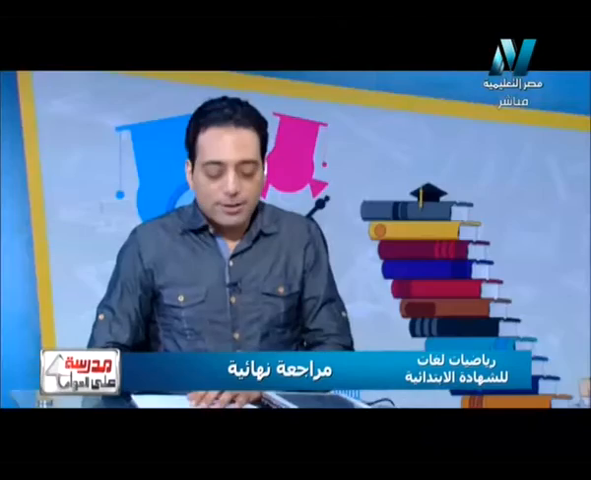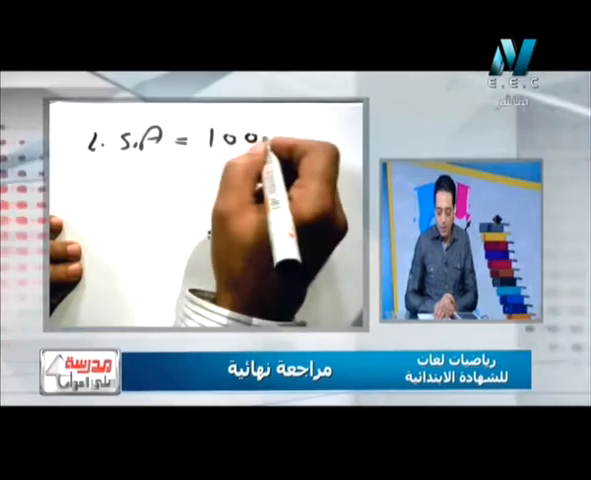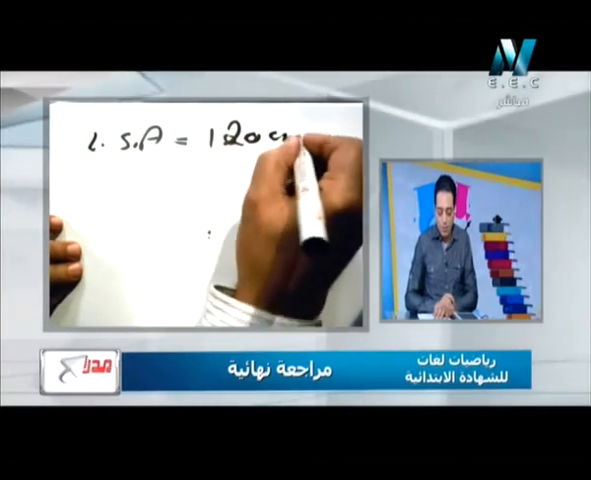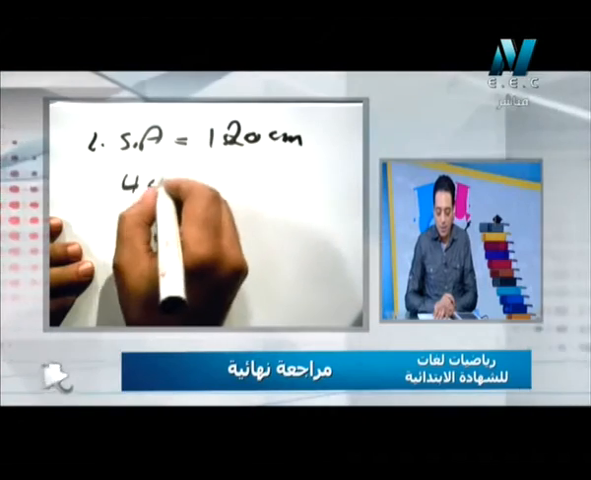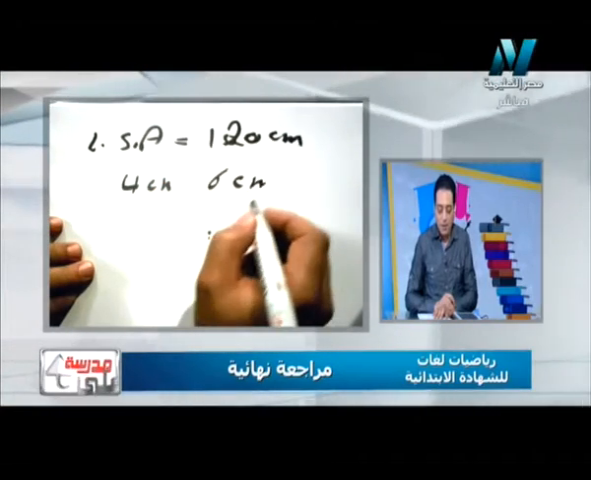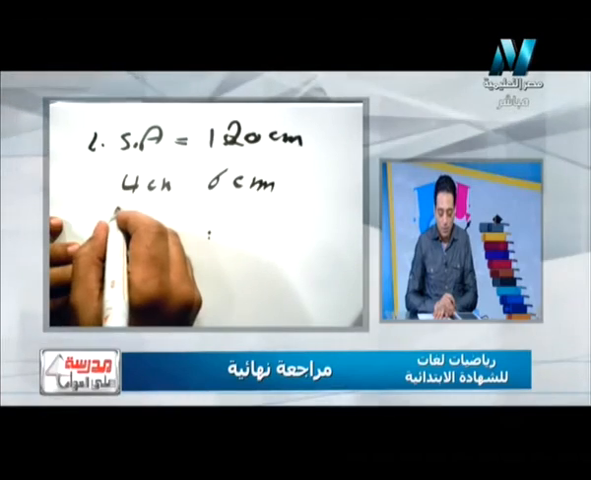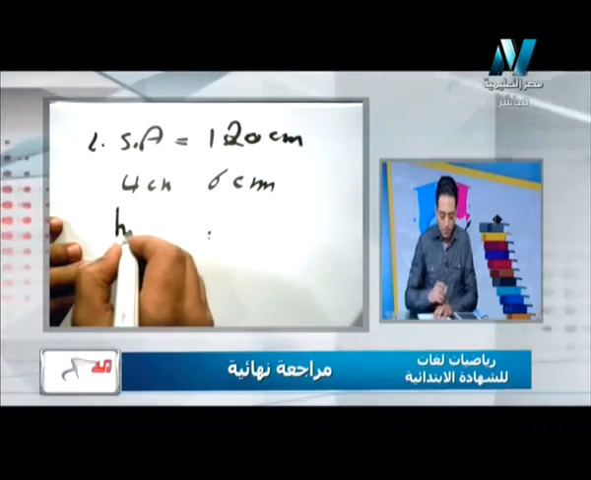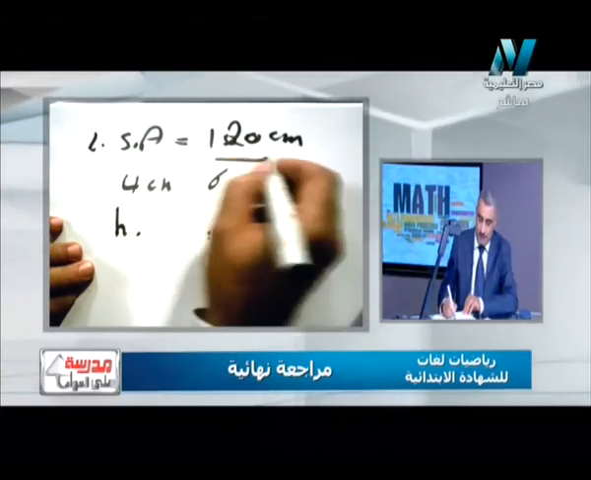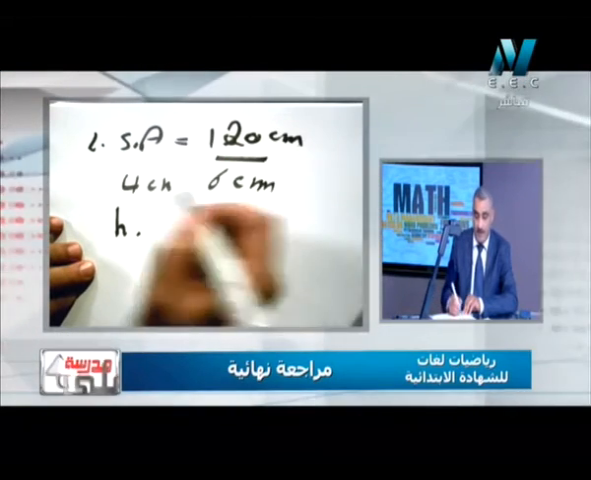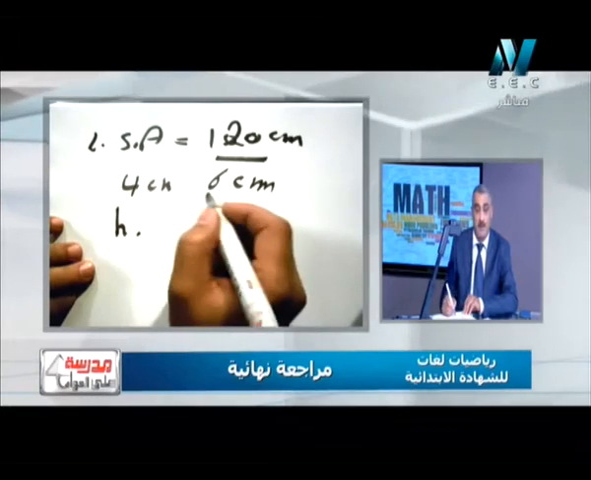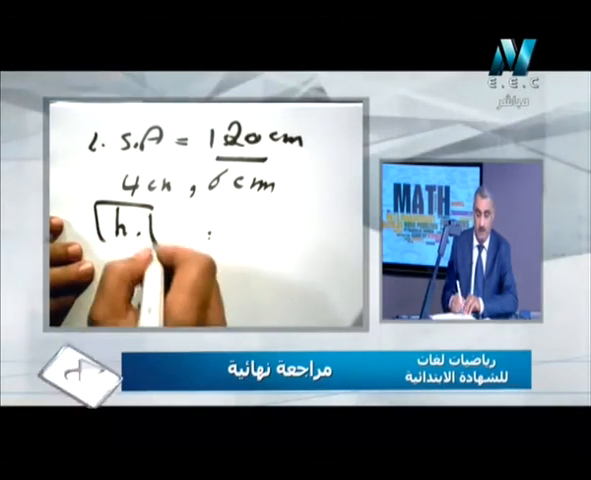Okay. If the lateral area of a cuboid equals 120 centimeters and the dimensions of the base are 4 centimeters, 6 centimeters, then its height equals? Excellent. We have the lateral surface area of a cuboid, and we have the 2 dimensions of the base. How can we find the height?